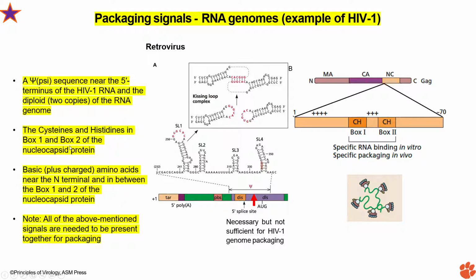And the cysteines and the histidines are in box 1 and 2 of the nucleocapsid protein. Here, this is the cysteine C and H histidine. They are in boxes 1 and 2. These are the interacting proteins, the nucleocapsid proteins. And then there is a basic, plus-charged amino acid near the N-terminal, and in between box 1 and 2 of the nucleocapsid protein. So right here, you have plus-charged amino acid between box 1 and 2. Very specific.